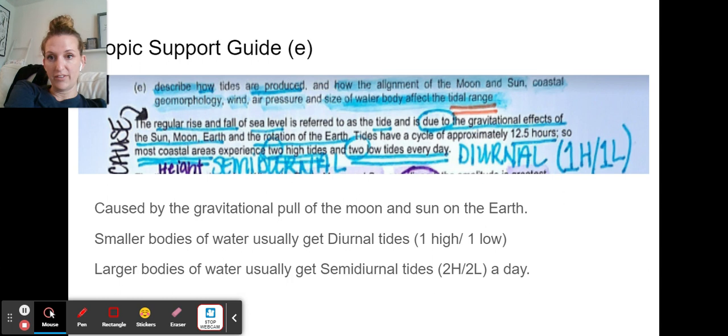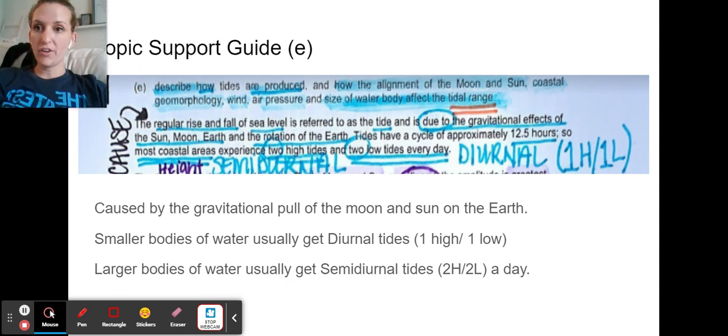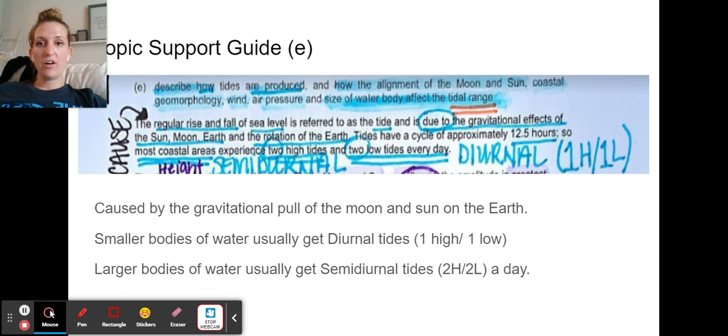What causes it? It's the sea level change, the tidal change in water that's caused by the gravitational pull of the moon and the sun on Earth. There are, in most places, 2 tides a day, which is what we would call semi-diurnal, 2 tides a day. So 2 highs and then 2 lows.